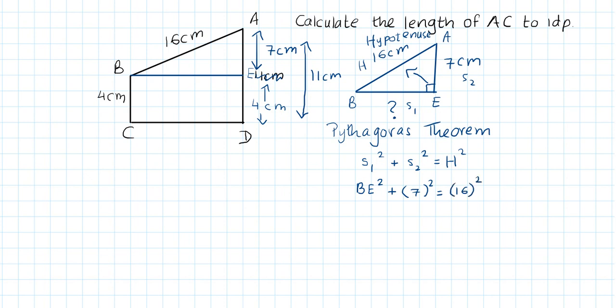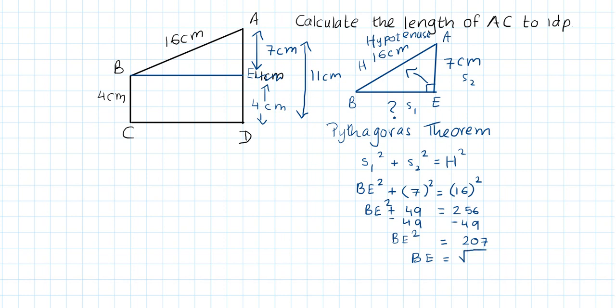So 16 squared is 256, and 7 squared is 49. To get BE squared, I subtract 49 from both sides, which leaves me with 207. So BE squared is 207. To find BE, we square root both sides, and we get BE is the square root of 207.